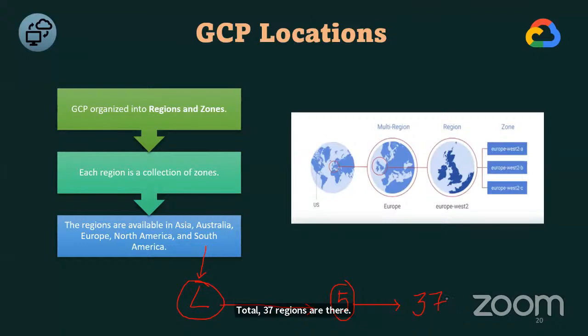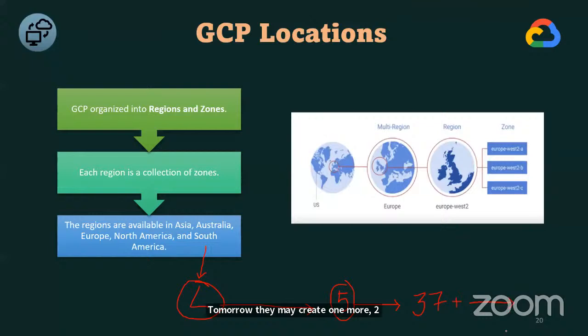So these regions today, I'm telling you, sir, today you are saying 37, but tomorrow they have created one more region. So Google Cloud Platform keeps on growing. I would say that 37 plus, because tomorrow they may create one more, two more regions also.